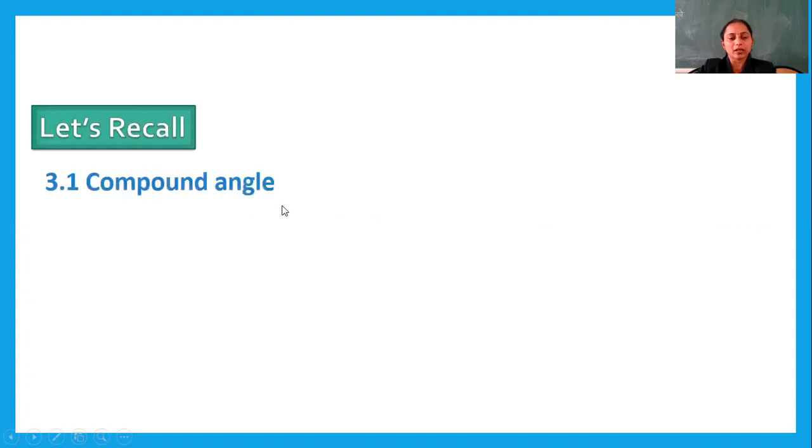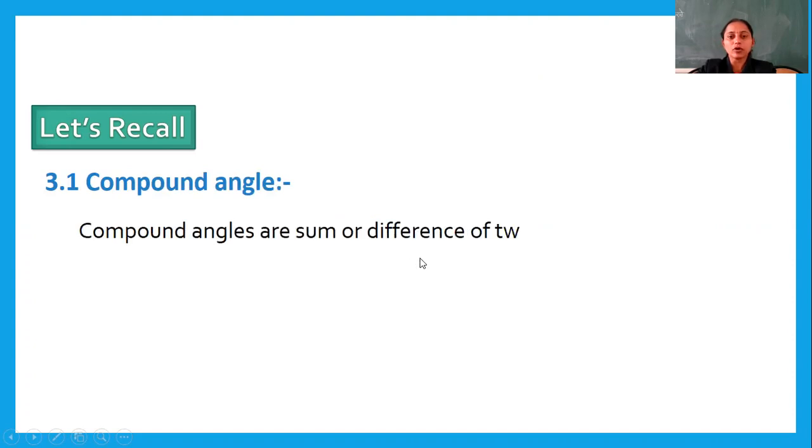First is the compound angle. What is meant by a compound angle? Compound angles are the angles formed by the sum or difference of two angles, such as A plus B, A minus B. Now, next is theorem number 1, and this is the most important theorem.